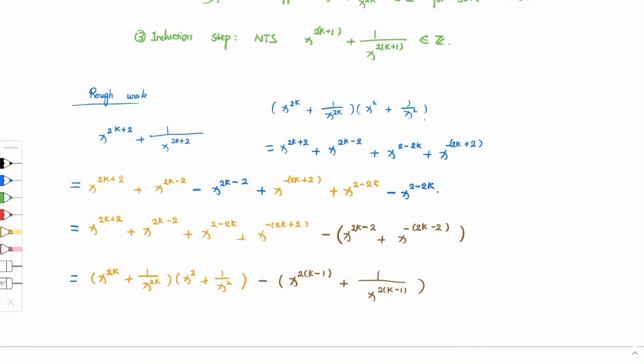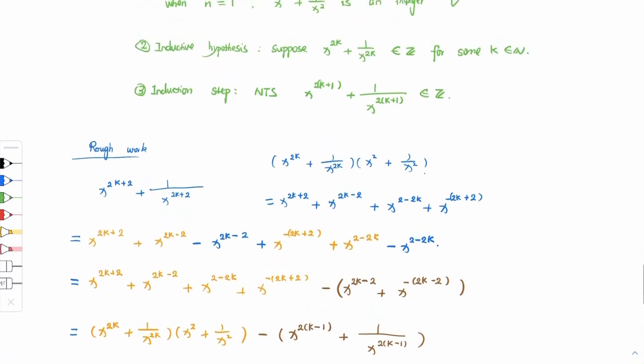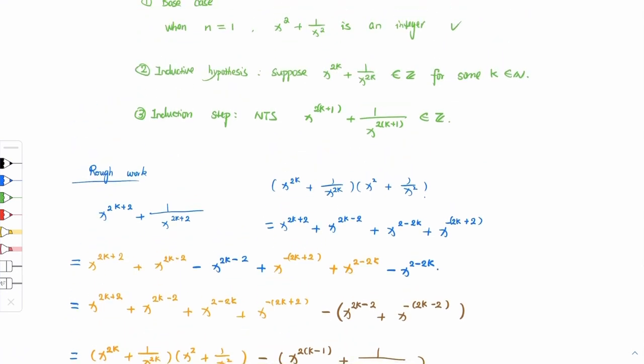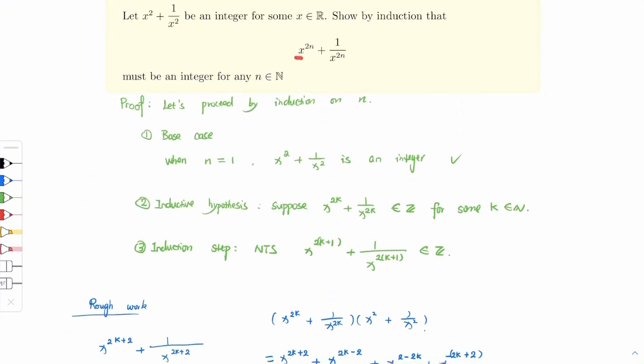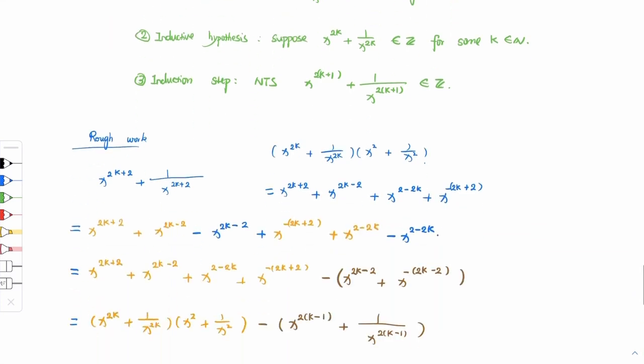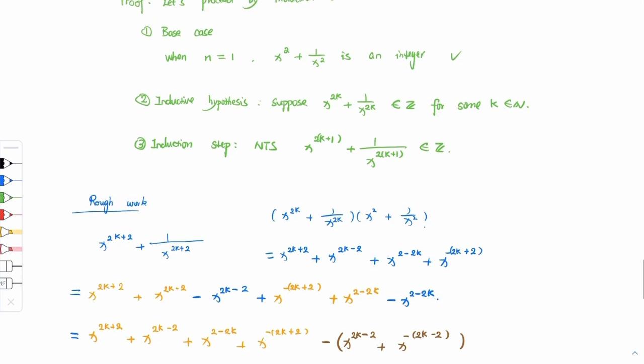How do we know that? Well, if your hypothesis is a strong hypothesis, then you know the information of P(k minus 1). P(k minus 1) will give you x to the 2k minus 1 plus 1 over x to the 2k minus 1. That means to show this is an integer, we need a strong hypothesis. So let's change the hypothesis to a strong hypothesis.